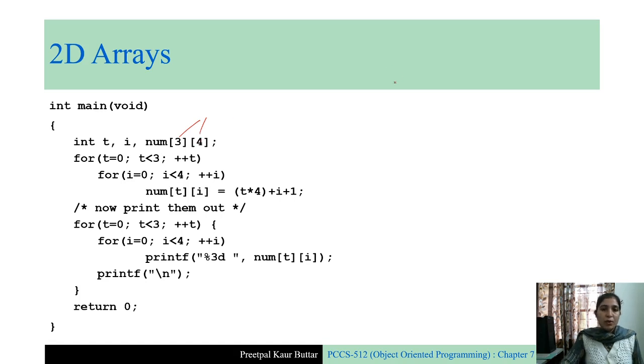So here we are creating a two-dimensional array num, and num has got 3 rows, row 0, row 1, row 2, and it has got 4 columns. Okay, 0, 1, 2, 3, right? And how can we enter the values in this two-dimensional array? We can use two for loops for this. So here for t equal to 0 to 3 means t is varying across the rows. So initially it is in row 0, then row 1, row 2. And for each row i is varying from 0 to 3. So for each row it is going across all the columns.